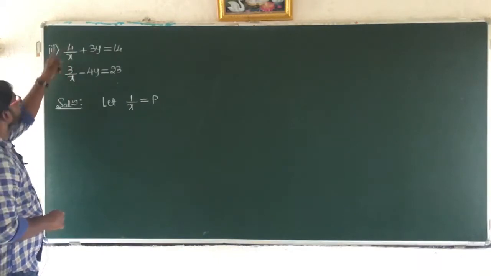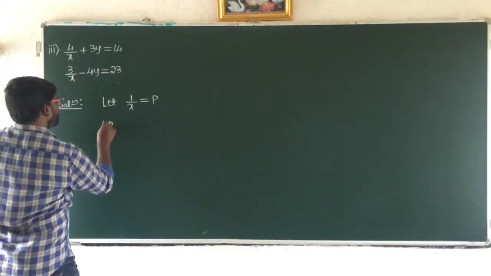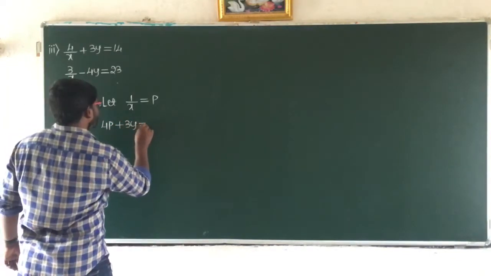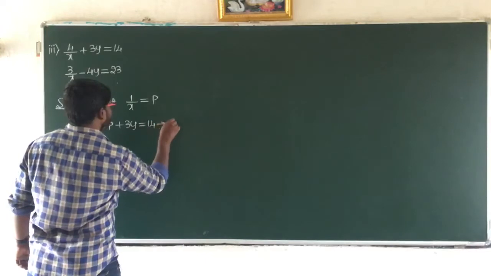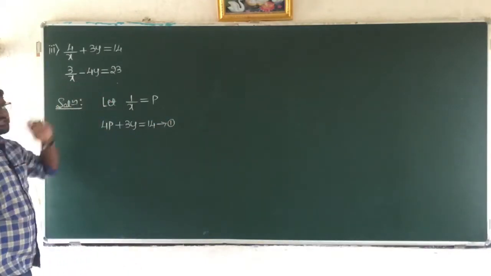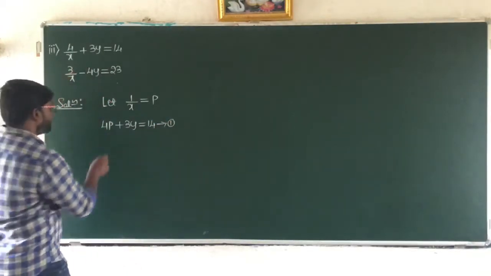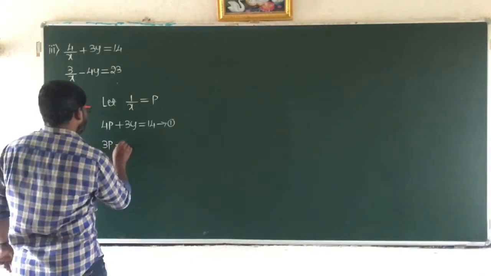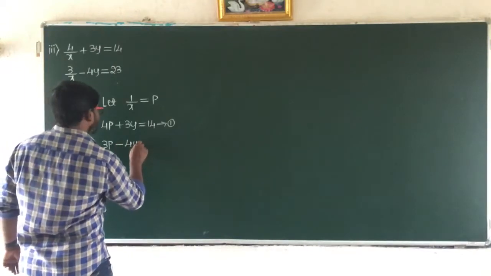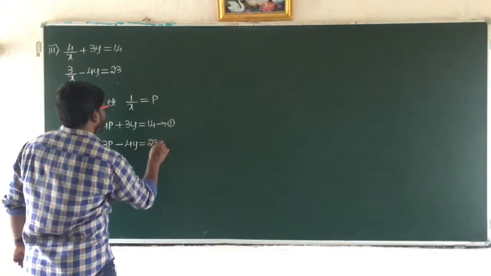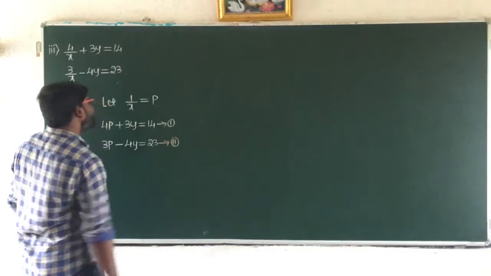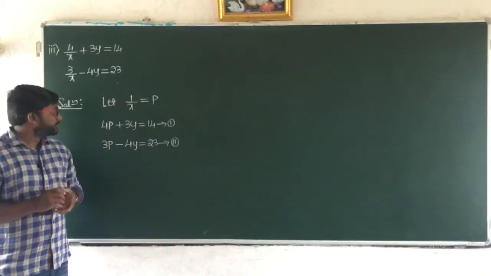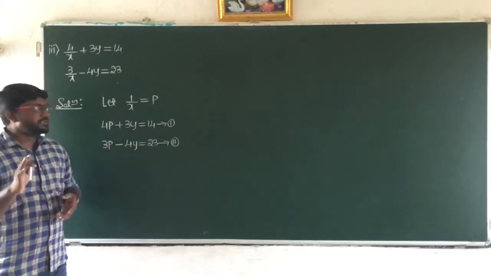1 by x is p, means we get 4p plus 3y which is equal to 14. Call this equation number 1. Now rewrite the second equation. 1 by x is p, that means 3p minus 4y which is equal to 23. I call this equation number 2. So we have to solve these two equations now. So now we'll go for the substitution method.